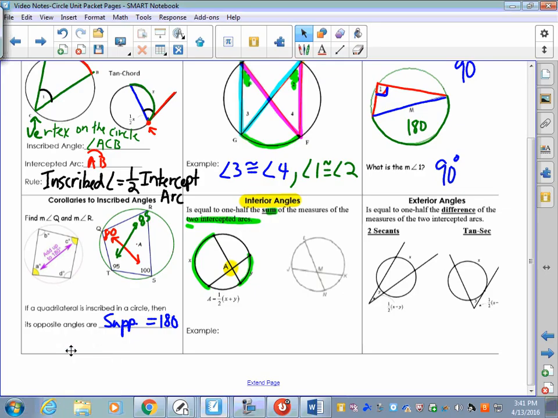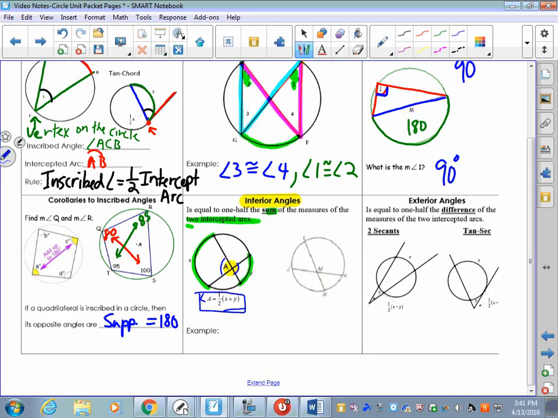Since we have the intercepted arcs highlighted, whenever the angle is inside, you have to remember it's the sum. Basically, whatever the measure of the angle is, we're going to add the two arcs. They already wrote it up here: angle A is half the sum of the two arcs, X plus Y. If I know A, and it's vertical to the angle over here, let's call that B, then angle B would be half the sum of X plus Y as well.